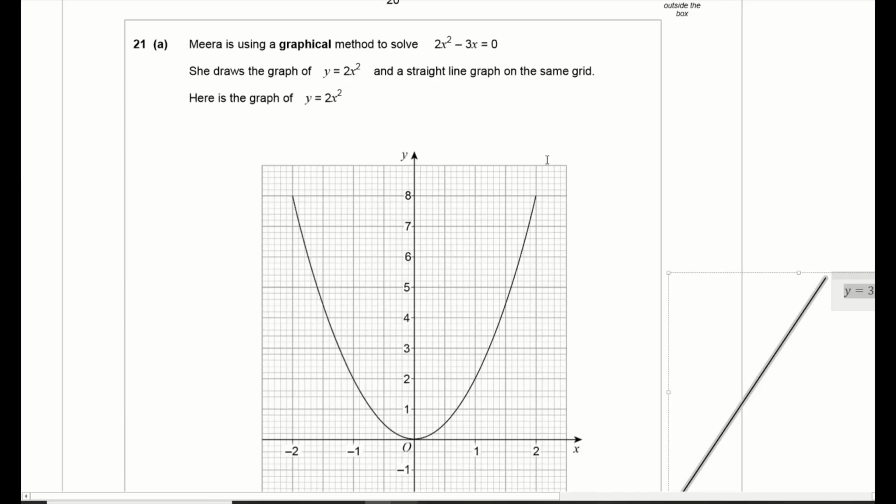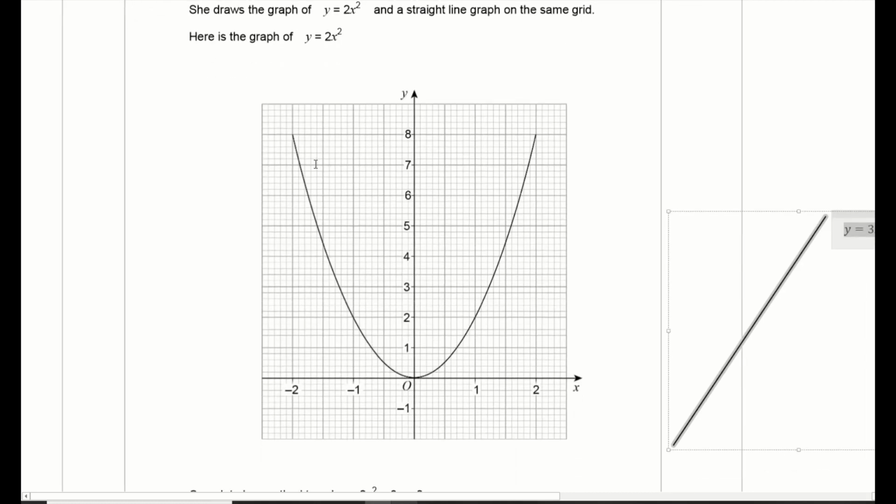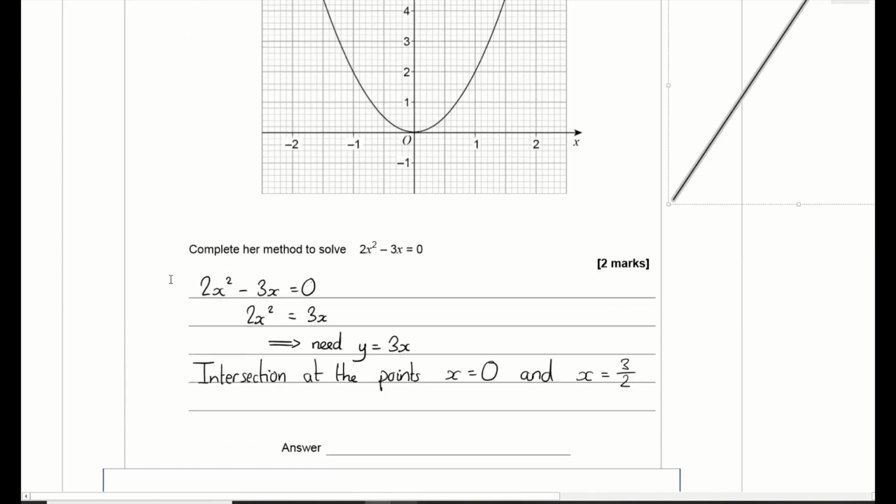Question 21a. Mira is using a graphical method to solve 2x squared minus 3x equals 0. She draws the graph of y equals 2x squared and a straight line graph on the same grid. Here is the graph of y equals 2x squared. So we have the characteristic quadratic positive shape there. Complete her method to solve 2x squared minus 3x equals 0.